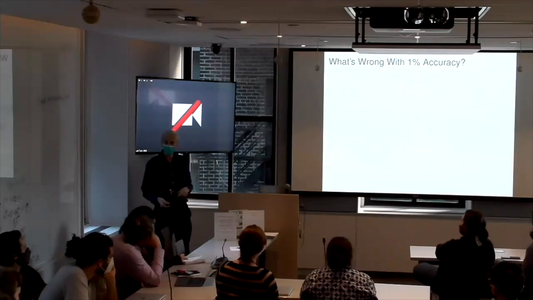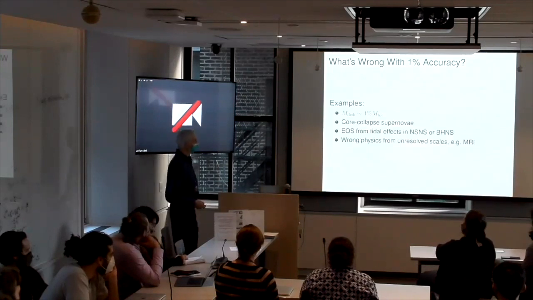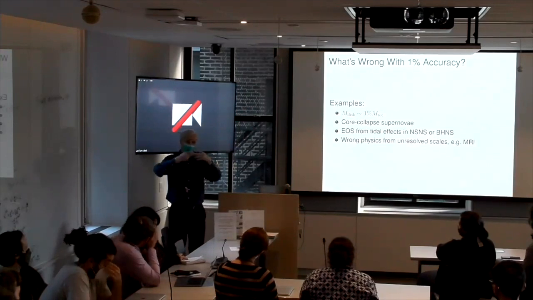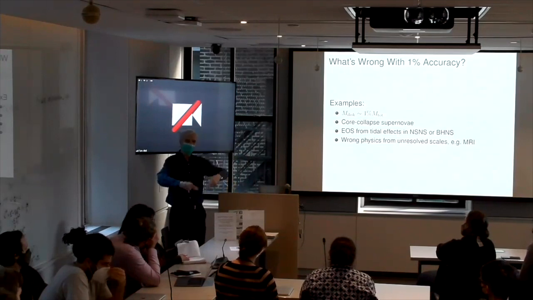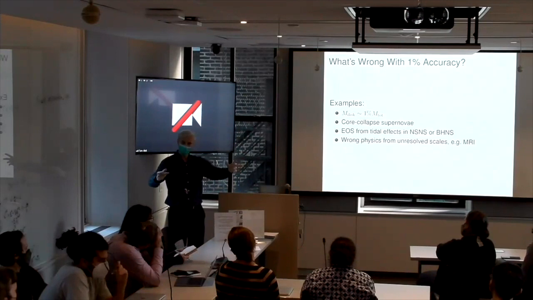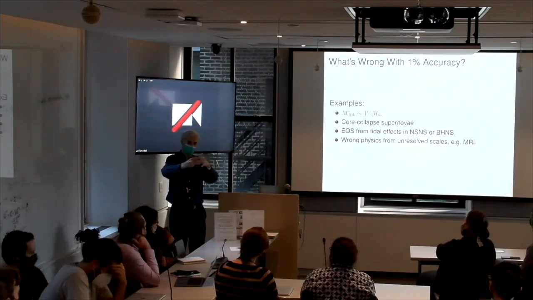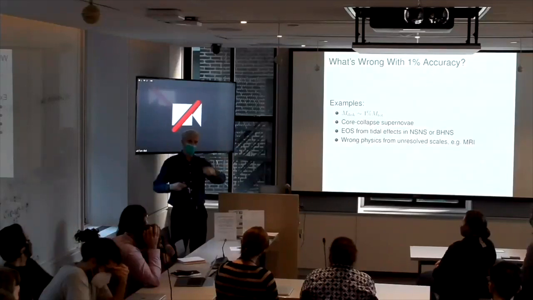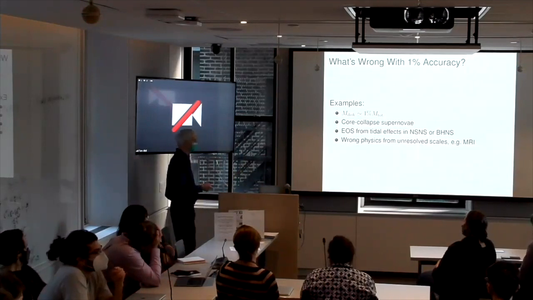What's wrong with 1% accuracy? You should be delighted to understand something to 1%, right? Well, there are many examples. For example, two neutron stars collide. They eject some matter. The matter is what produces the gamma ray burst and the kilonova and all these other things. But that matter is just roughly 1% or so of the total mass that you sent in. So if you have a 1% error in your calculation, you have 100% error in the properties of the ejecta. So there's an example.